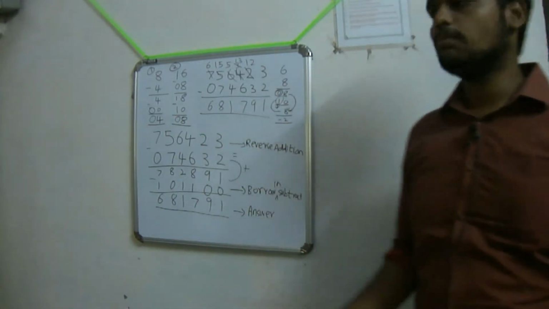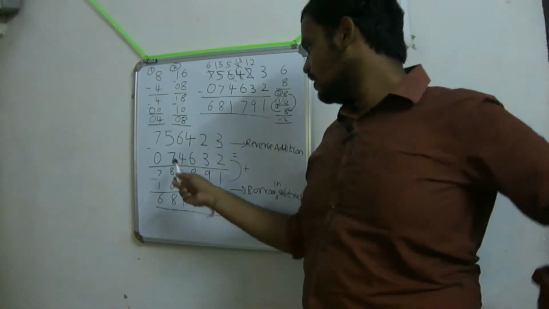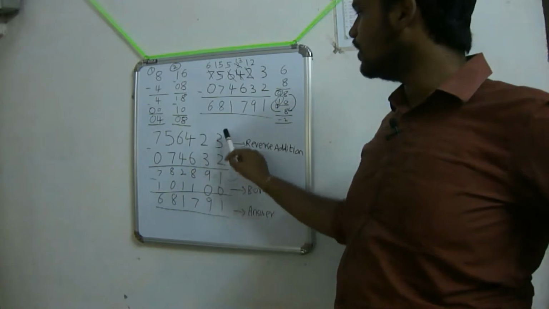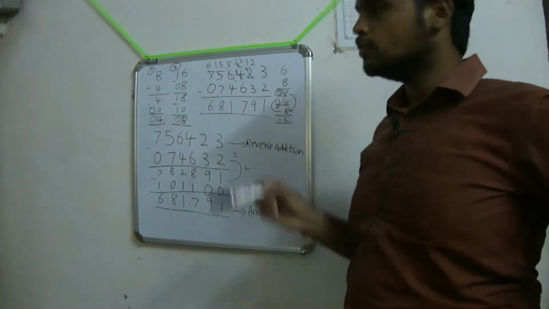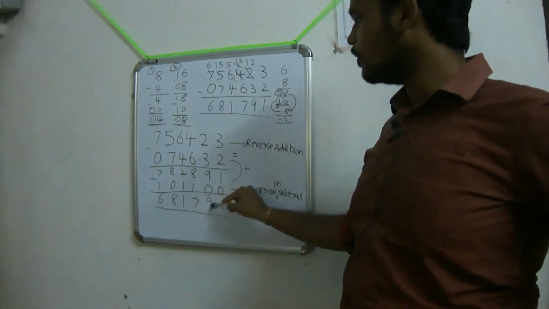Okay, it's a simple thing. That is 756423, then minus this number. First thing is easier. We are having 2 and 3. 2 plus what gives you 3? 2 plus 1 gives you 3. So you have to put 1 and it gives only 3. So you have to put the borrow as 0.